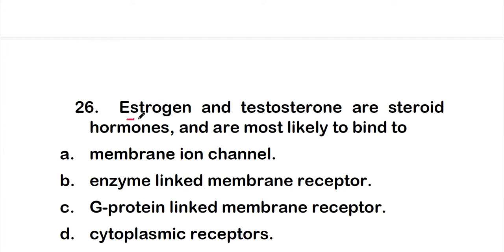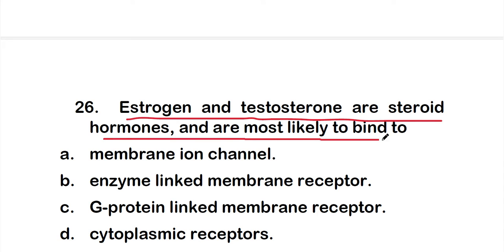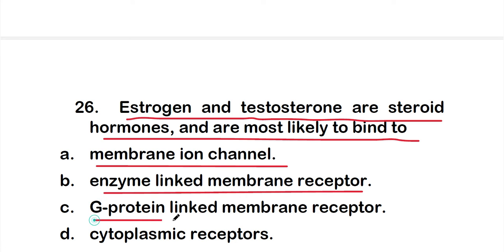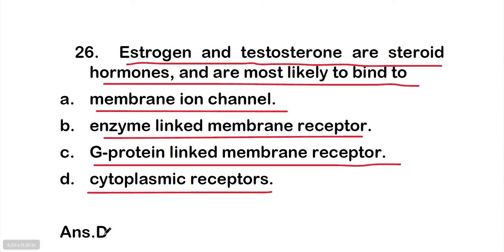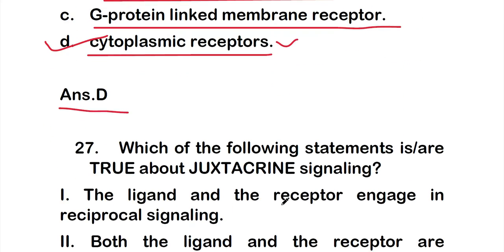Next is, estrogen and testosterone are steroid hormones and are most likely to bind to option A, membrane ion channel, option B, enzyme linked membrane receptor, option C, G protein linked membrane receptor, or option D, cytoplasmic receptors. So the right answer is option D, that is cytoplasmic receptors. So estrogen and testosterone are steroid hormones and are most likely to bind to cytoplasmic receptors. Okay, so next question.